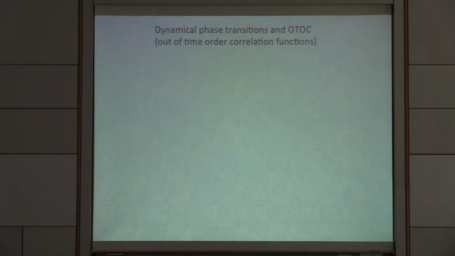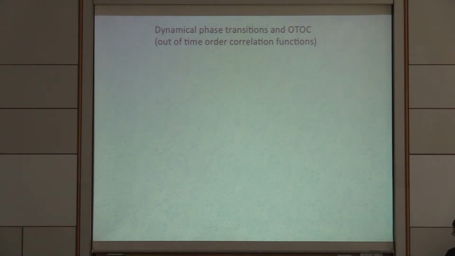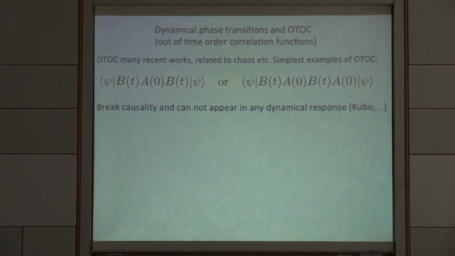Okay, so the final thing I want to mention about this topic is that recently people are interested in out-of-time correlation functions, and this is a very simple and trivial observation that the Loschmidt echo is actually an out-of-time order correlation function. So in this sense, this is the same object, at least one example of this object. These out-of-time correlation functions have become very popular.